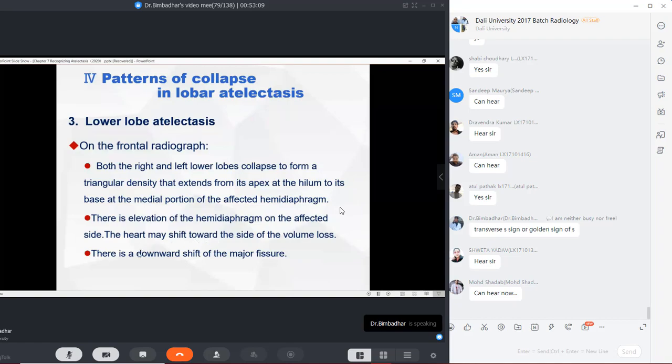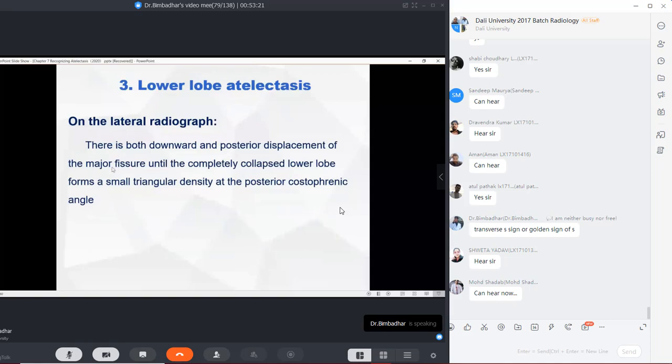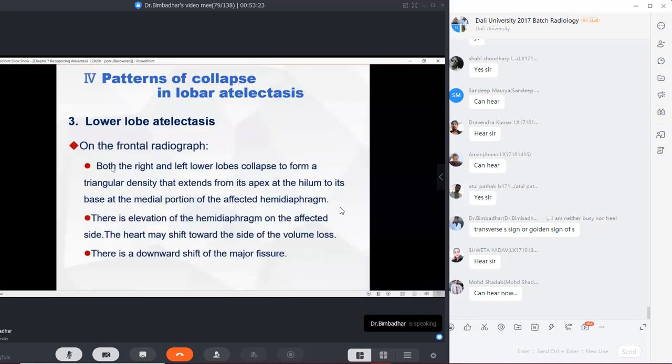And then there will be a downward shift of the major fissure, which we have already seen the mechanism of. So lower lobar atelectasis will have compensatory features like this, right? On the lateral radiograph, you see here there is no compensation by the other lobes of the lungs. Generally it does not happen because the larger volume is present down in the lower lobes itself. So the middle lobe and the upper lobes generally will not be able to compensate for the largest volume that has collapsed. Okay, they cannot compensate.